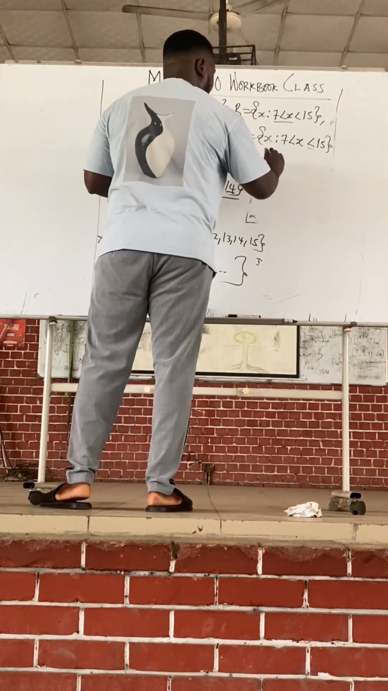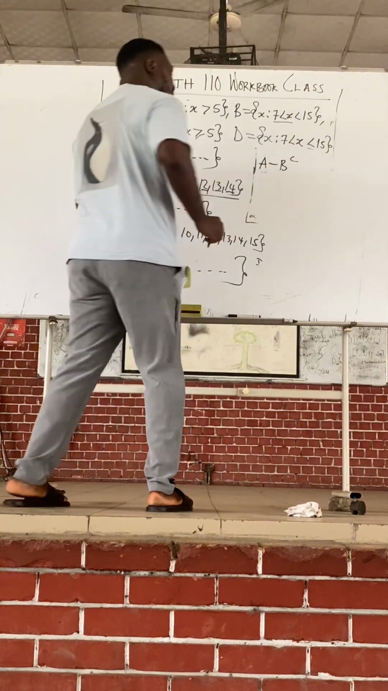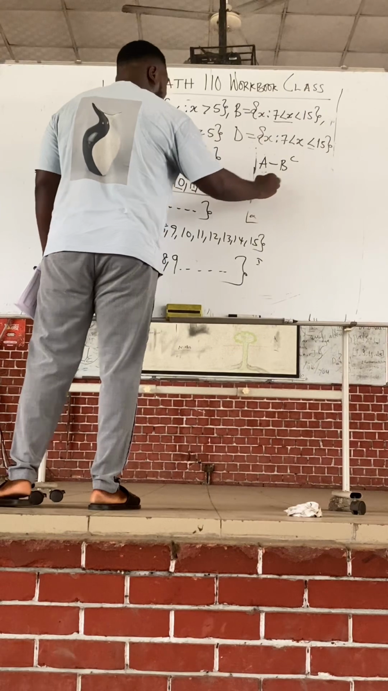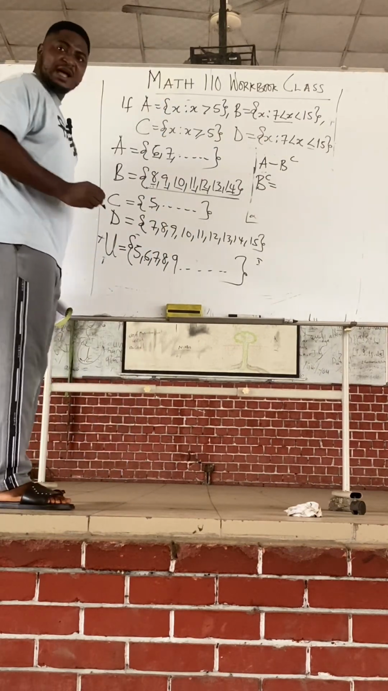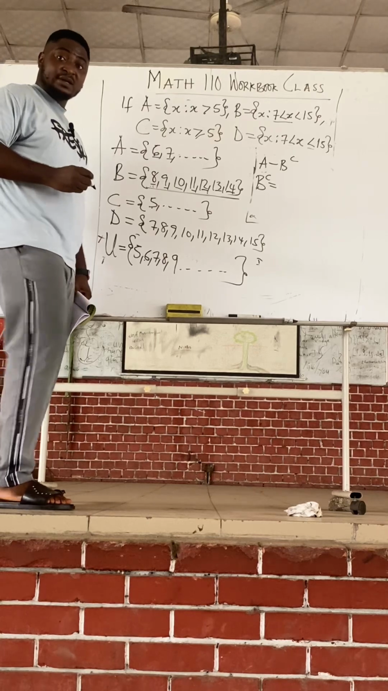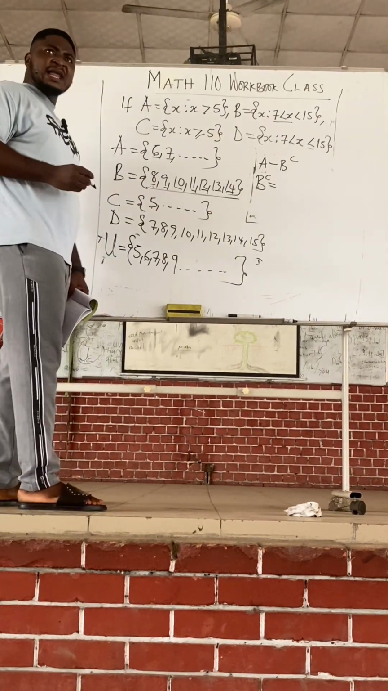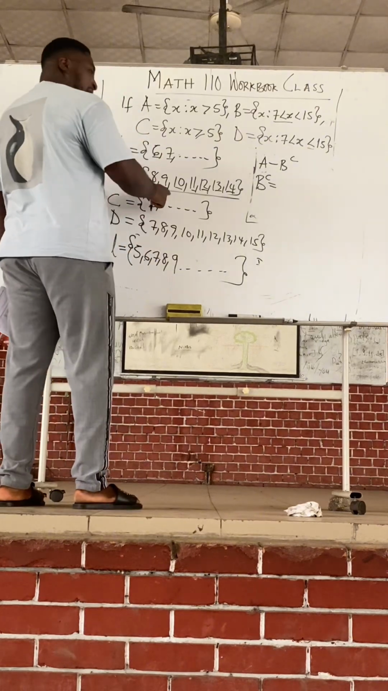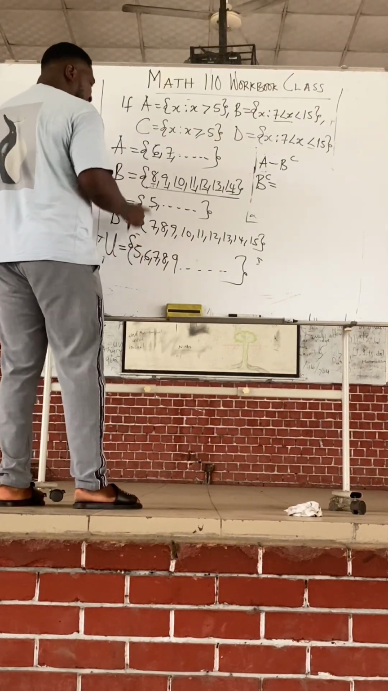A minus B. This time around, we're looking for B complement. First, before we now say A minus B complement, who is B complement, class? B complement are the elements in the universe set that are not found in B. They are not found in what? Who are those here that are not here?